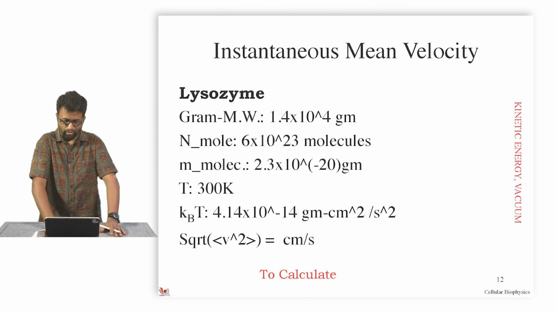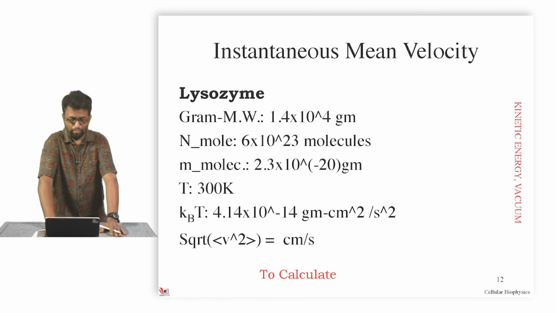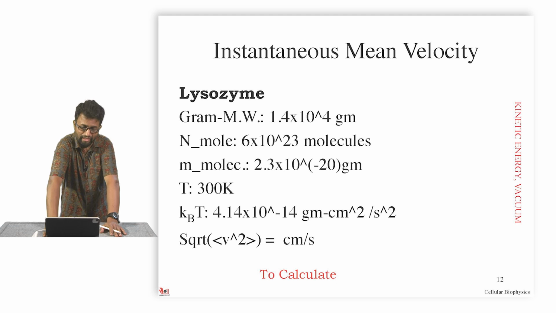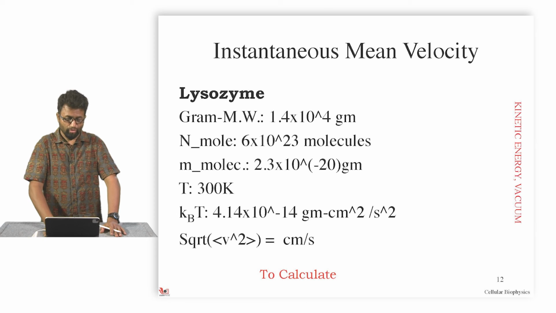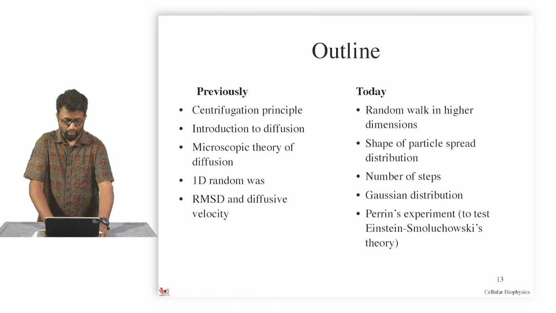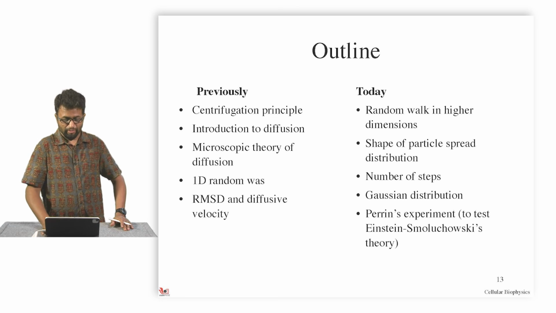For example, lysozyme, which has a gram molecular weight of 1.4 times 10 to the power 4 grams, that is 14,000 grams, and the number of molecules in a mole is 6 times 10 to the power 23, that is Avogadro's number. So the molecular mass is 2.3 times 10 to the power minus 20 grams, and at 300 Kelvin, when we substitute the value of kBT, 4.14 times 10 to the power minus 14 gram centimeter squared per second squared, we get a value which is something I would like you to calculate as a part of your exercises.